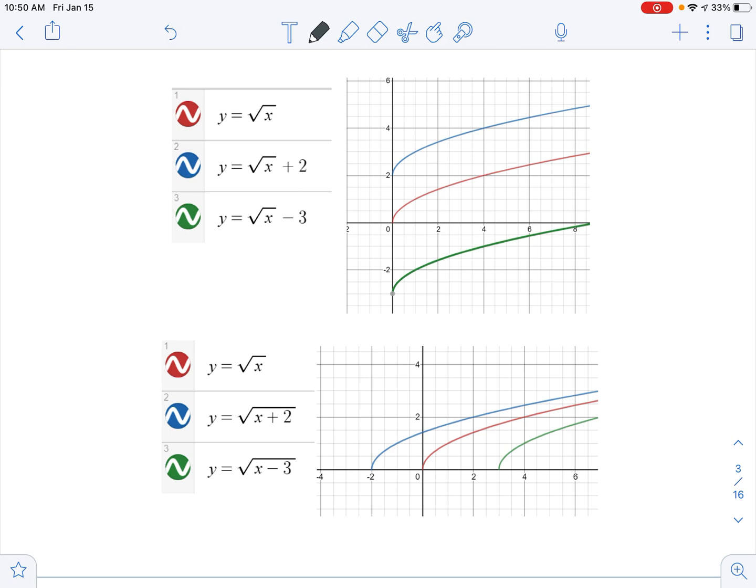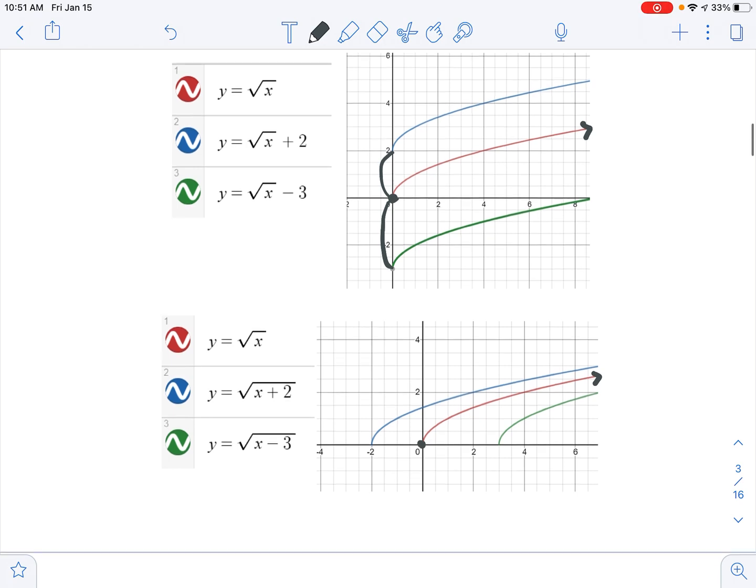So now if we actually take a look at the graphs themselves, I have them here. What does that look like? Well, exactly what you think. The parent function of square root of x starts at our origin. That is the starting point, and swings out with the arrowhead. Shifting up 2 units shifts that starting point up 2 units. Shifting down 3 units shifts the starting point down 3 units.